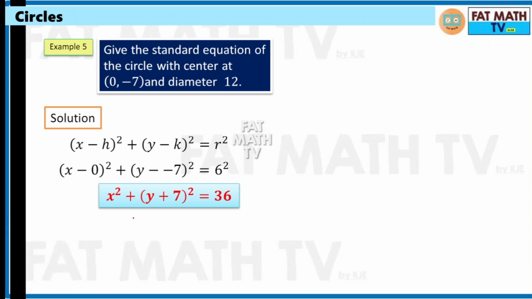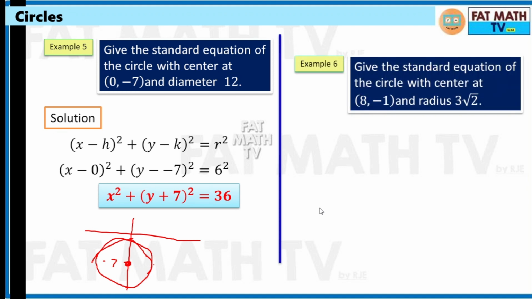So if you will draw that circle, you will have center at (0, -7), somewhere here. And then the radius is 6, so you will have somewhere. So the circle looks like this. Center (0, -7), and radius 6.